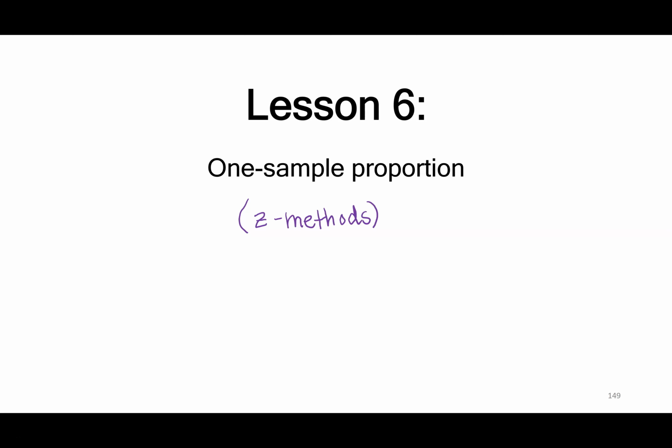Welcome to Lesson 6. So we're going to talk about one sample Z methods for a proportion. So we're going to be looking at when we're collecting a categorical variable, breaking it up into two categories, and looking at the proportion for one particular group. So maybe we want to know the proportion of all OSU students that have ever taken out student loans. That kind of idea.